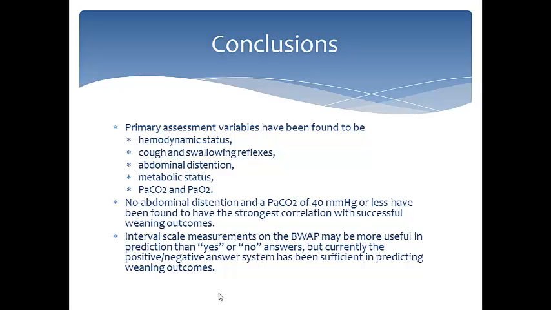Primary assessment variables influencing weaning outcomes have been found to be hemodynamic status, cough and swallowing reflexes, abdominal distension, metabolic status, and PaCO2 and PaO2. No abdominal distension and a PaCO2 of 40 or less have been found to have the strongest correlation with successful weaning outcomes.